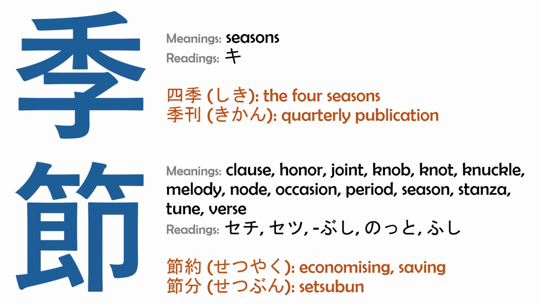The second kanji means a node or point that marks a change, and by extension, it can mean a section or a rule about moderation. You can see it in setsuyaku, where it carries the idea of cutting back or economizing, and in setsubun, where it marks the division between seasons.